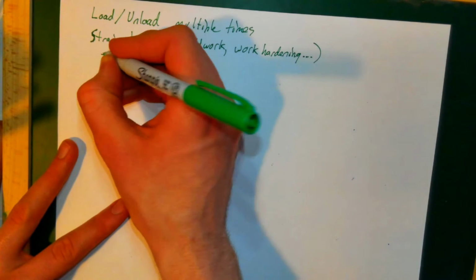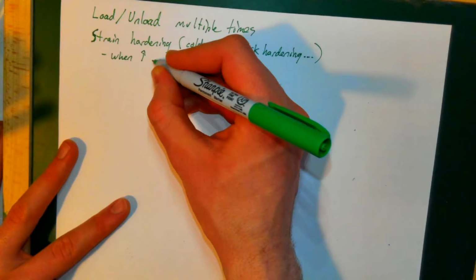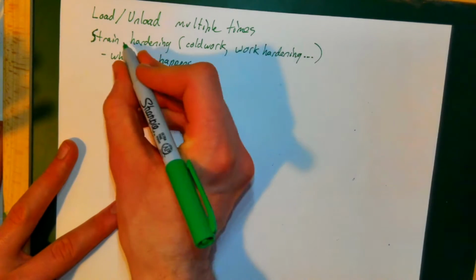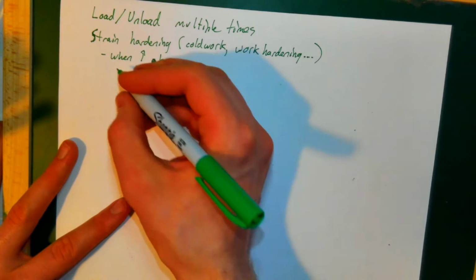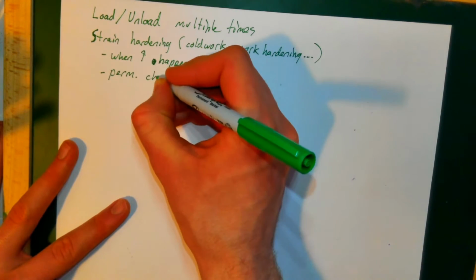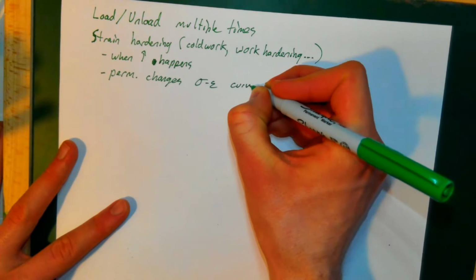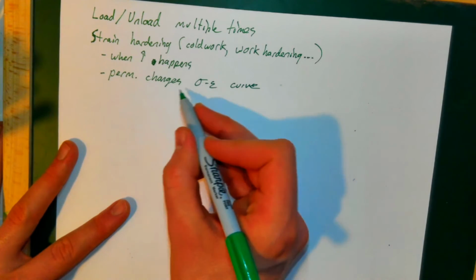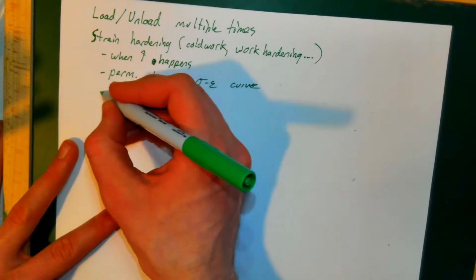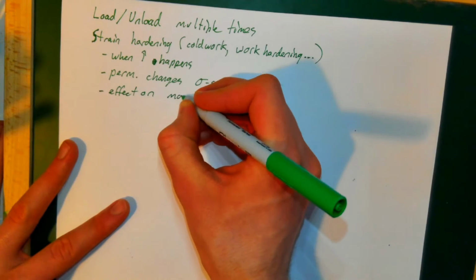So we'll basically talk about when strain hardening happens, right? Under what circumstances does strain hardening occur within a material? We'll talk about permanent changes to the stress strain curve that occur with strain hardening. We'll talk about the effect on material properties.